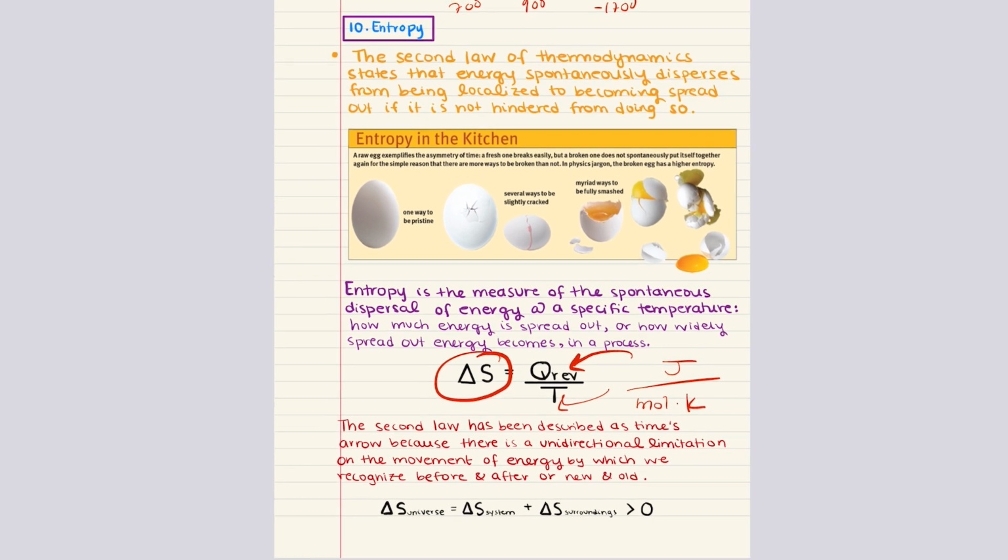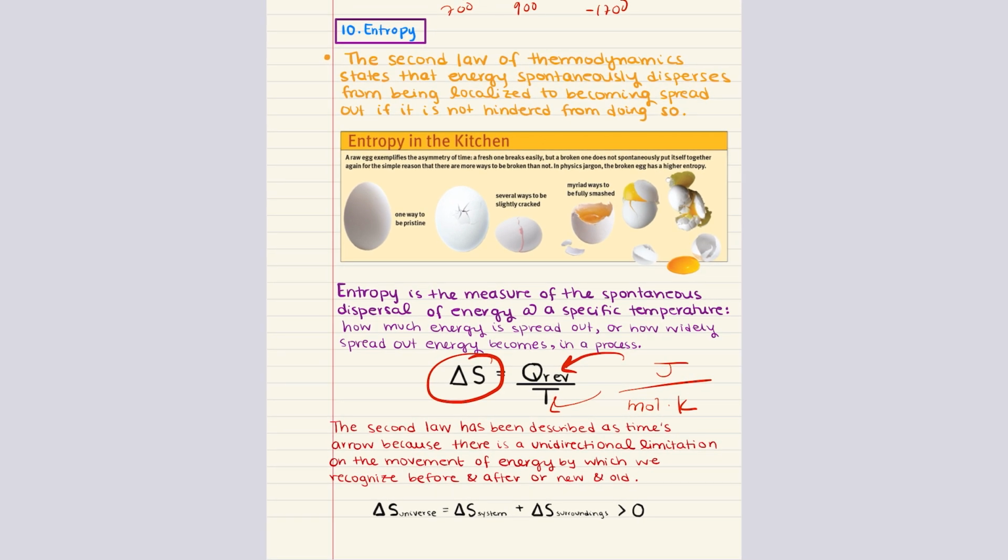Now, the second law of thermodynamics has also been described as time's arrow because there is a unidirectional limitation on the movement of energy by which we recognize a before and after state or a new versus old state. So, for example, you would instantly recognize whether a video recording of an explosion was running forward or backward. Another way of understanding this is to say that energy in a closed system will spontaneously spread out, and entropy will increase if it is not hindered from doing so.